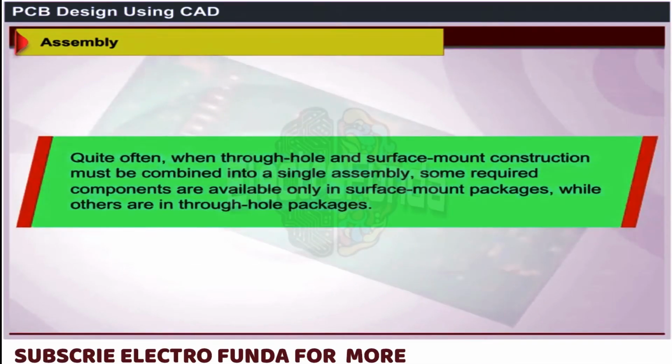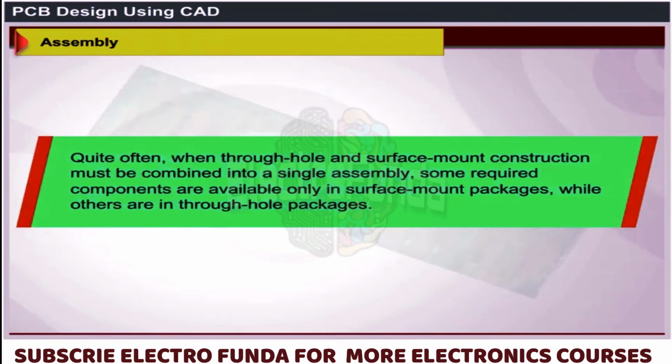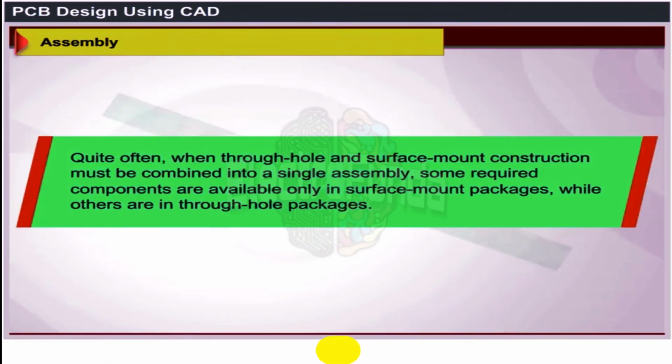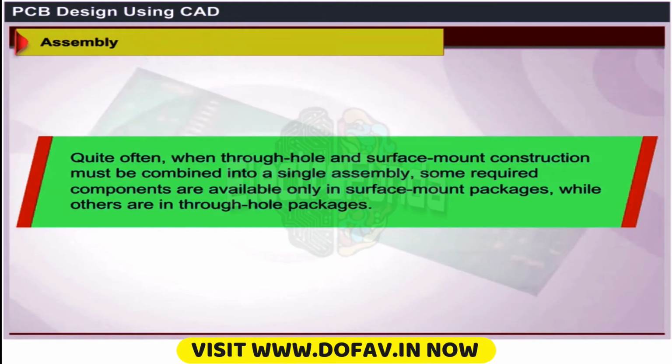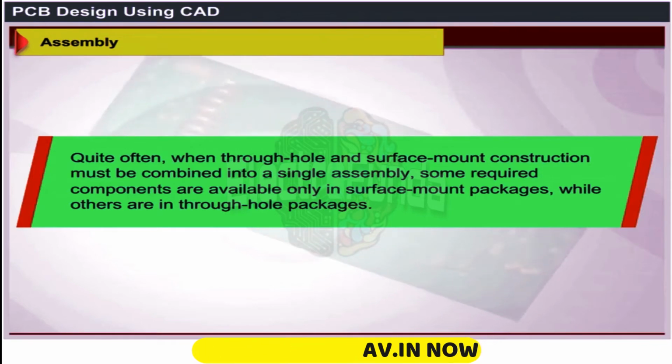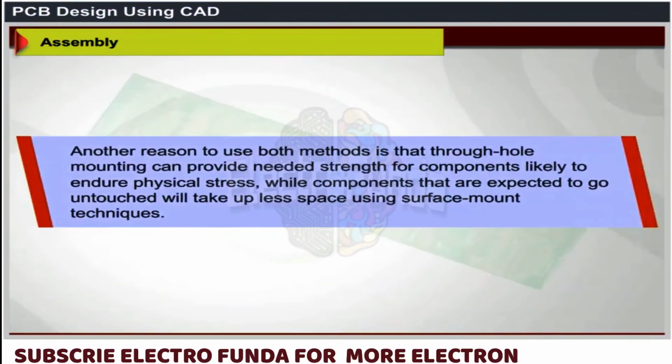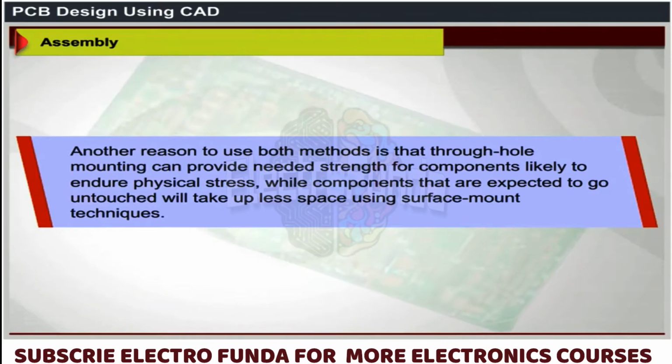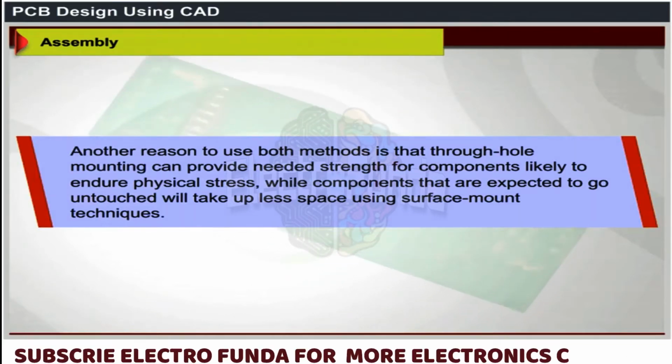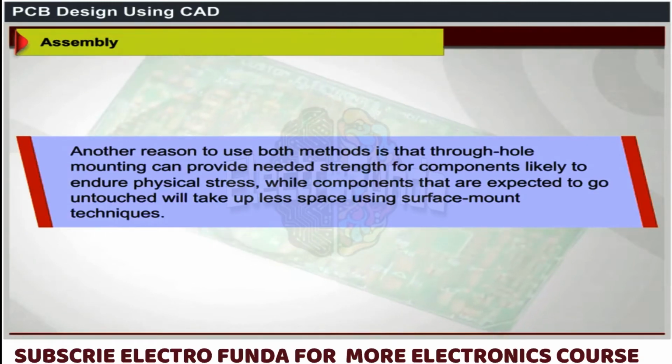Often, through-hole and surface mount constructions must be combined in a single assembly because some required components are available only in surface mount packages, while others are available only in through-hole packages. Another reason to use both methods is that through-hole mounting can provide needed strength for components likely to endure physical stress, while components that are expected to go untouched will take less space using surface mount techniques. For further comparison, see the SMT page.